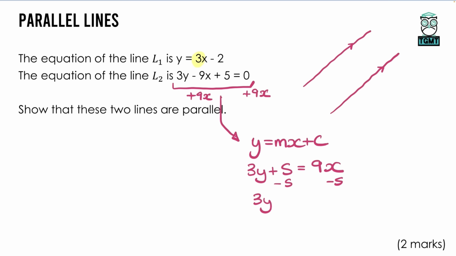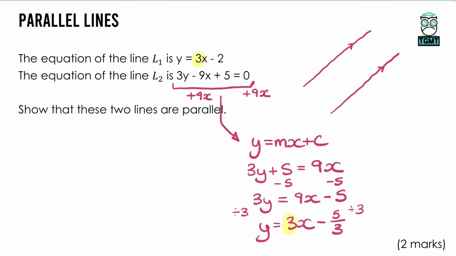And now I need to divide by 3. And we get y is equal to 3x minus, I'm not going to do 5 divided by 3, I'm just going to leave it as a fraction, 5 divided by 3. The actual number at the end isn't overly important. The important part here was that we have got the same gradient. So I would write some words along with this that just says they both have the same gradient of 3. And there we go, that would show that these lines are parallel.